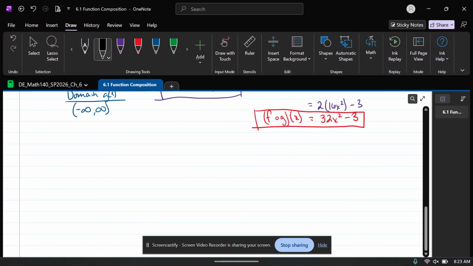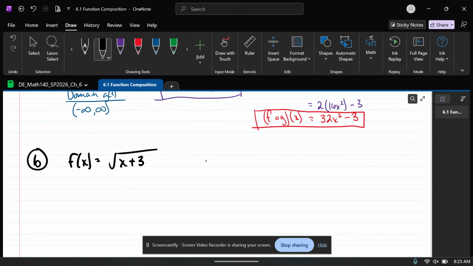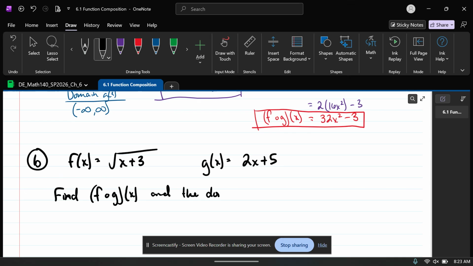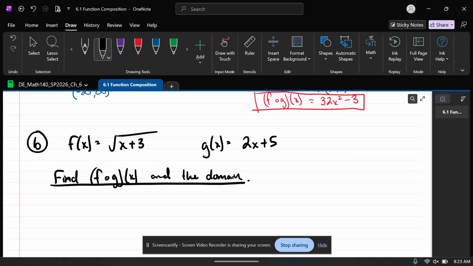Example B. Here's f of x, the square root of x plus 3. Here's g of x, 2x plus 5. We're going to do the same thing. We're going to find f composed with g of x and the domain. That's what we're doing, the same operations here. So before I even start the composition, I'm going to do the domains.